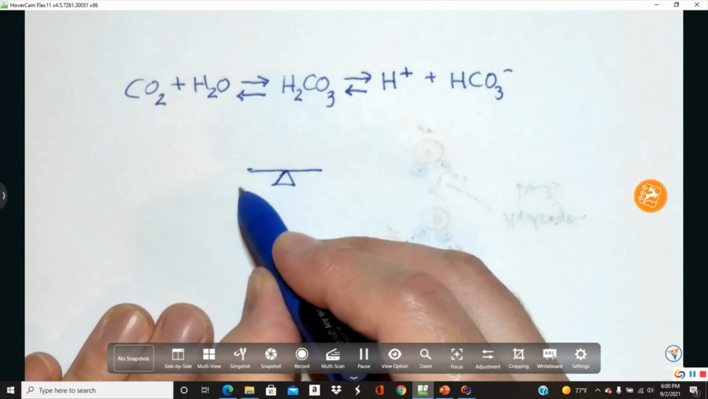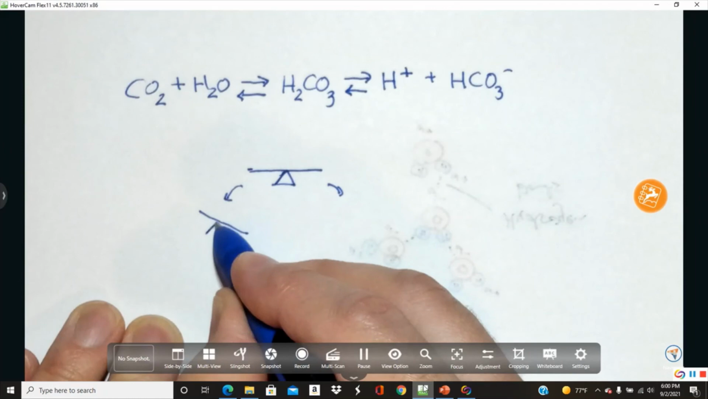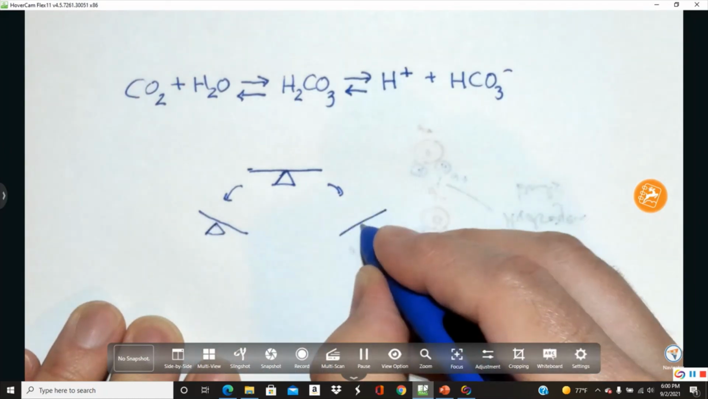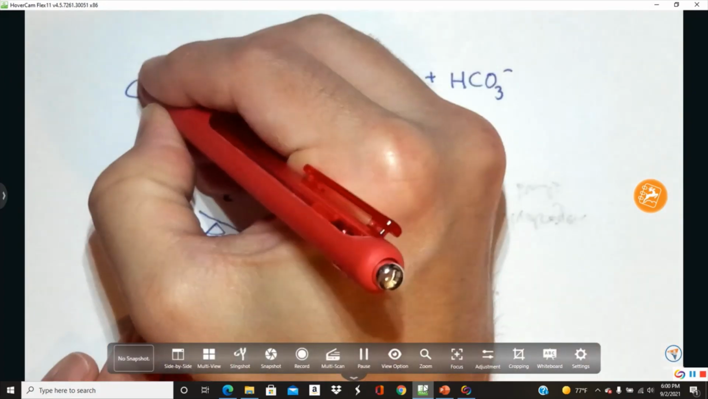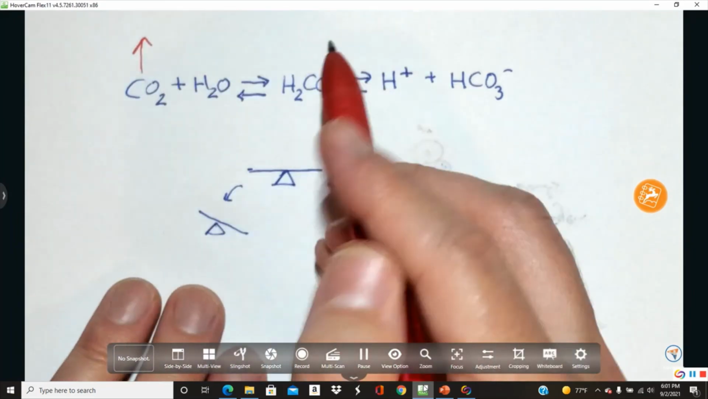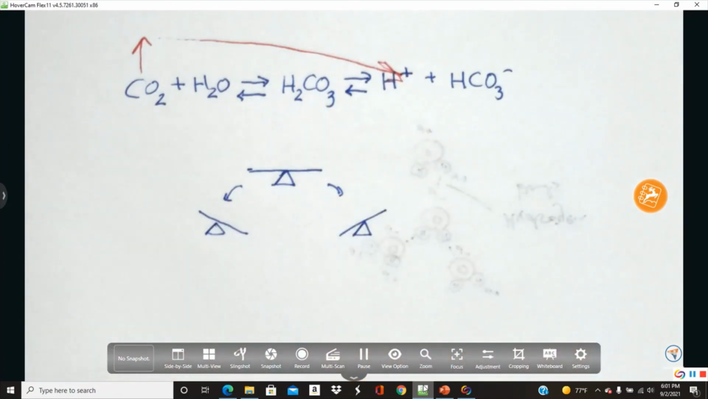Now, this balance can be undone. And when it does, it shifts. Case in point: if I were to make loads of extra CO2, I'm going to shift the reaction that way. Sorry, I got a little bit messy there with my pen. I think when I moved, my chair shifted and it made me hit my elbow.